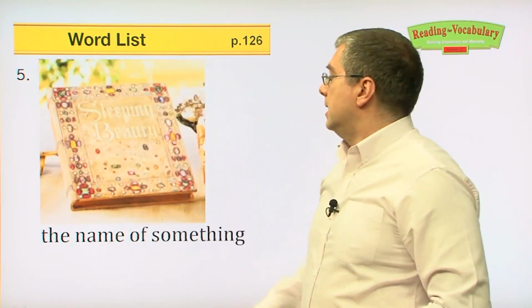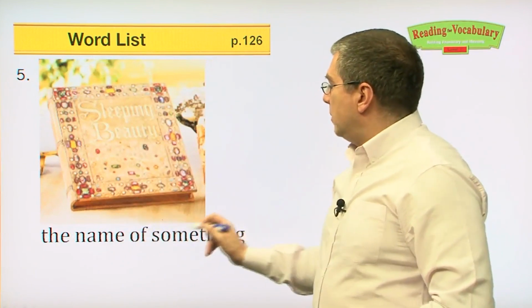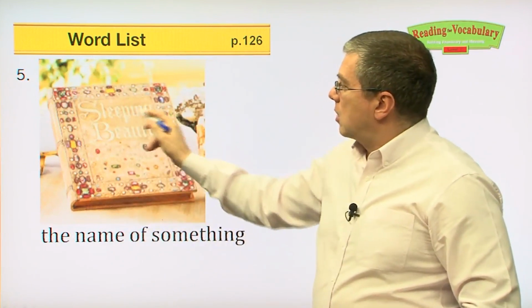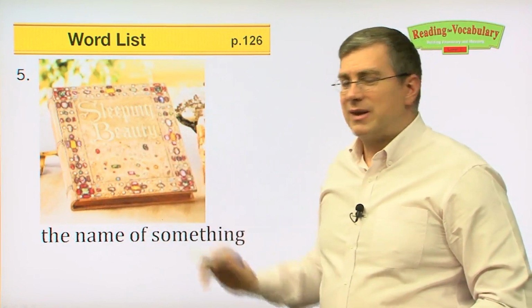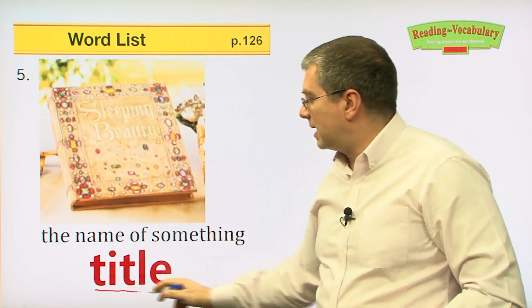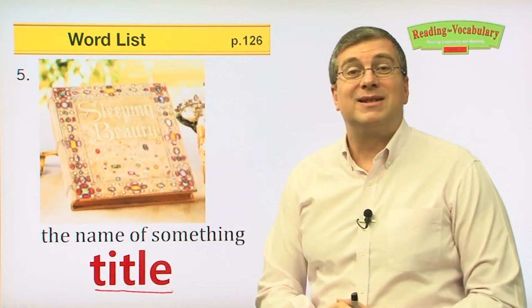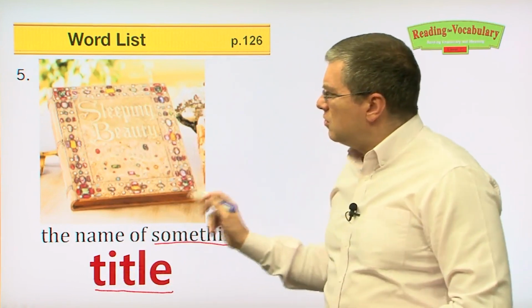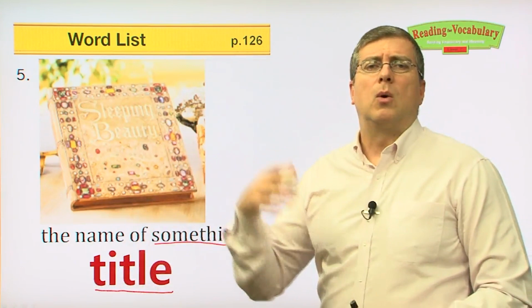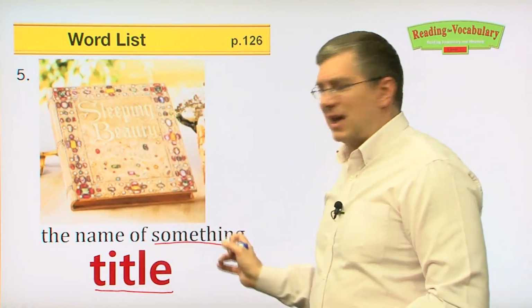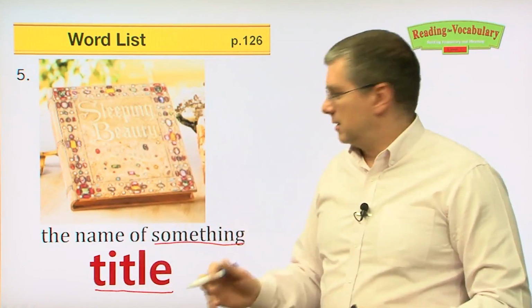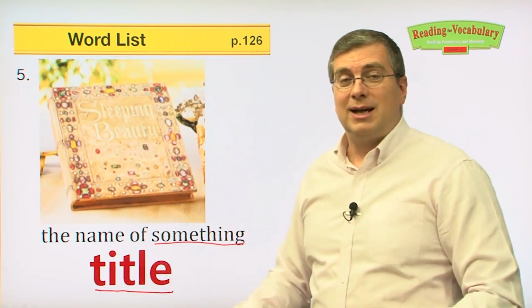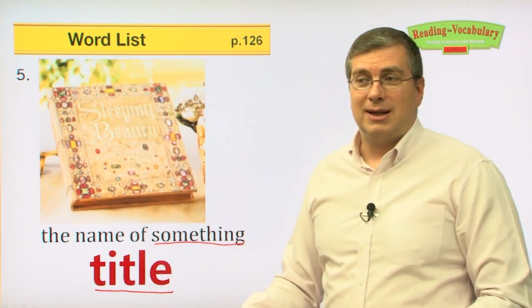Okay. This one is the name of something. This is a book called Sleeping Beauty. What's the name? The name is the title. We can say, what is the title of the book? Now, when we say something, we usually mean book or movie, not just anything. Like if you have a bicycle, the name of your bicycle is bicycle.